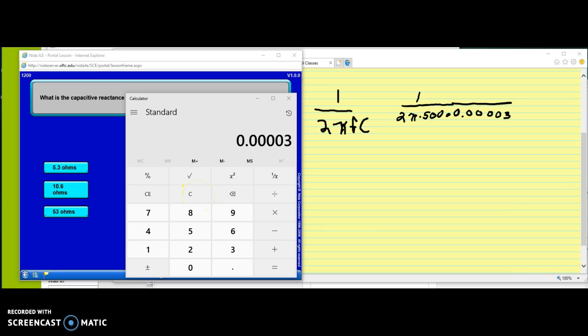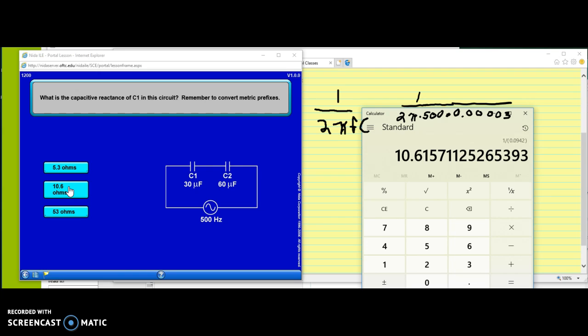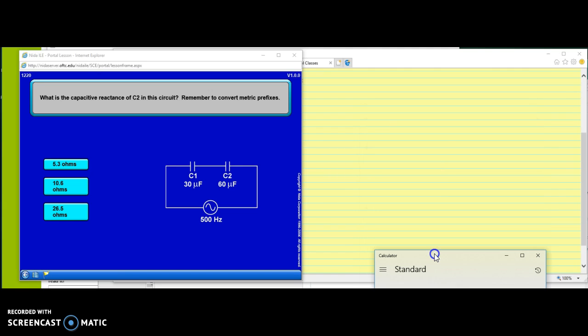So again, I've got this 1 over x, reciprocal button on my calculator. So all I have to do is the bottom and then invert it. So 2 times 3.14 times 500 times 0.1234 equals, and then get the inverse of that, 10.61 ohms. And sure enough, that is an answer right here before us. So let's click on that, and there we go. So let's clear this out, and we're probably about to do the other one. Yep, sure enough. So let's clear out our calculator here.